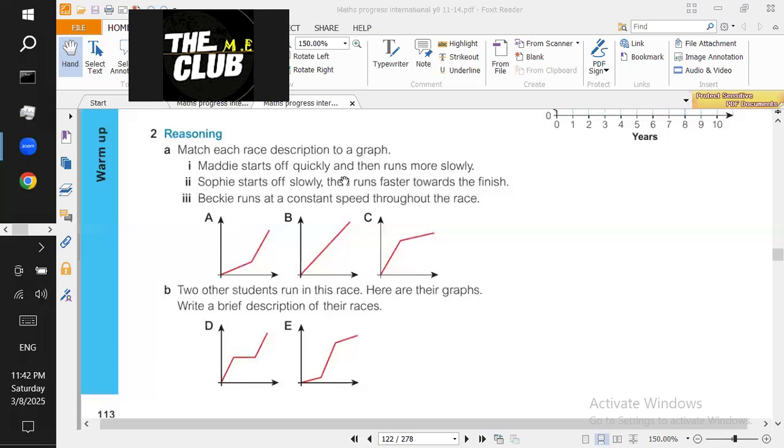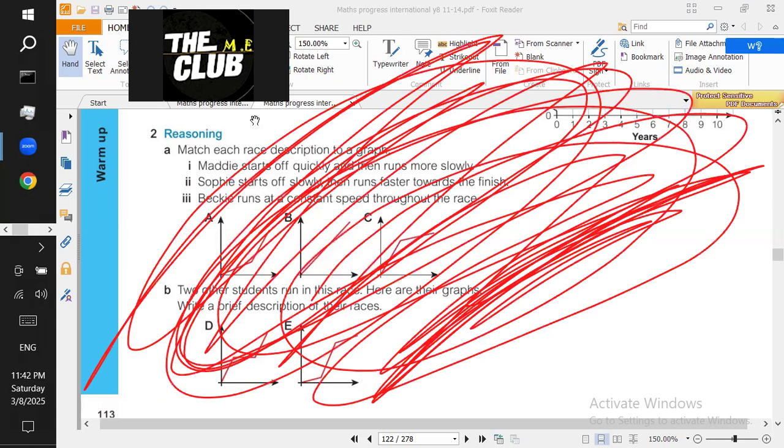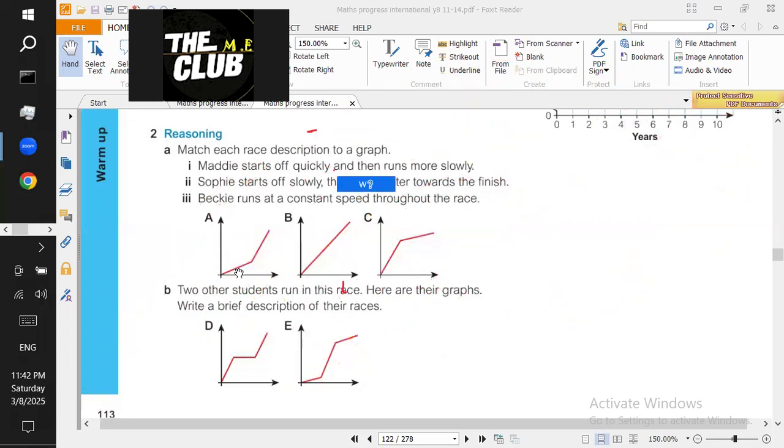Match each race description. Maddie starts off quickly and then runs more slowly, okay? So running more slowly, you have to understand the idea. So this one here, quick means you have to understand the steepness. This means slow and then fast. This is constant speed, it means this is B. Here, fast and then slow. So which one is fast? This girl, Maddie. So this one is C.